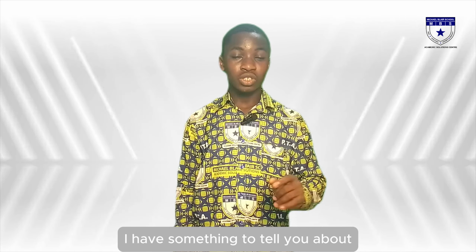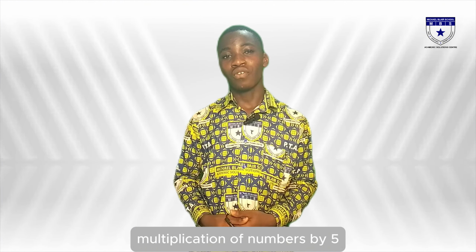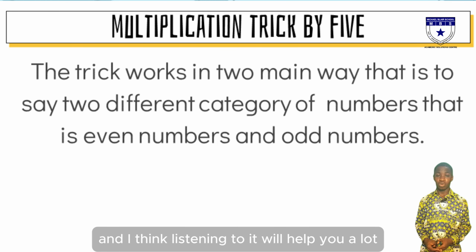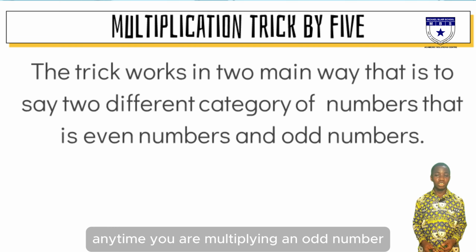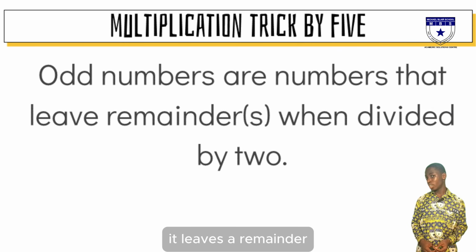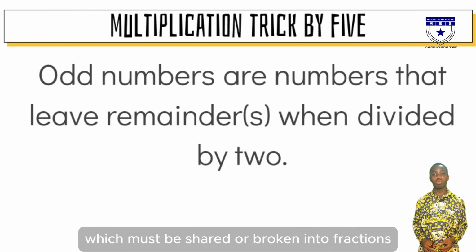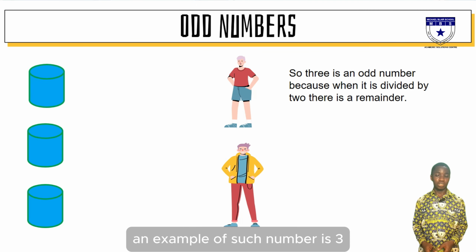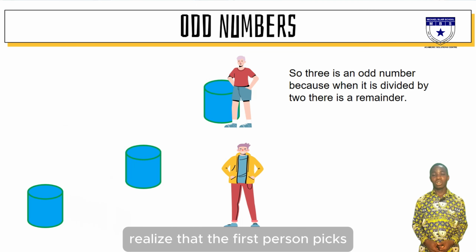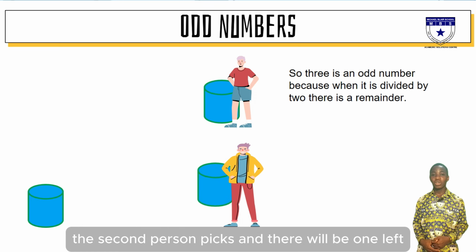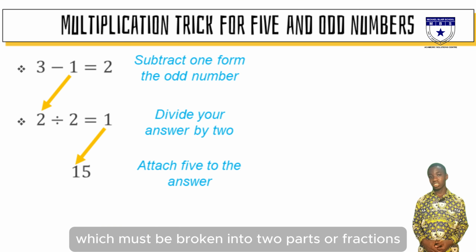I have something to tell you about multiplication of numbers by 5. And I think listening to it will help you a lot. Anytime you are multiplying an odd number, which is a number that when 2 divides it leaves a remainder which must be shared or broken into fractions. An example of such a number is 3. If there are 3 objects to be shared, the first person picks, the second person picks, and there will be one left which must be broken into 2 parts or fractions.